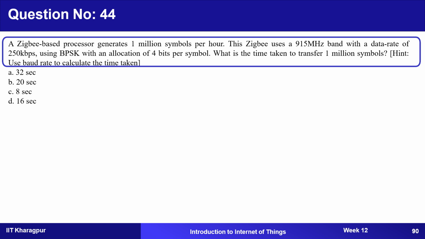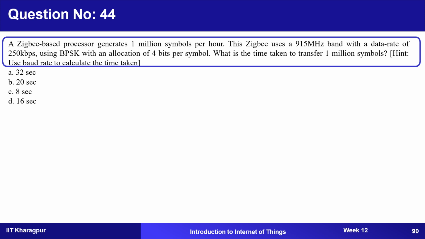From there you can calculate the time in order to send 1 bit of data. So 1 bit will be sent in 1 divided by 250 into k, where k value is 1000. Fine. So this is the time taken to send 1 bit.